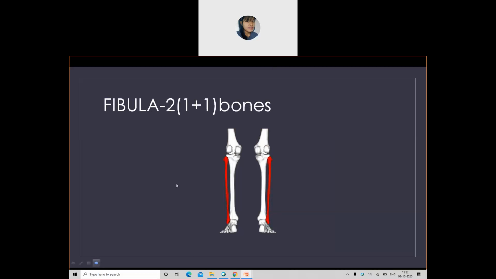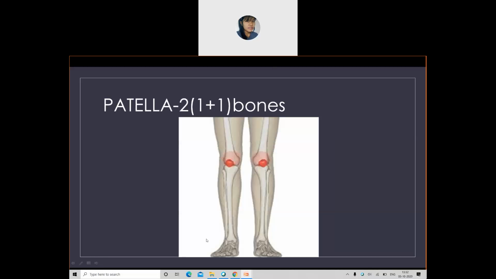Next is fibula, which lies next to your tibia, this part. Okay, so this part is known as fibula. Next is patella. Okay, sesamoid bone, also known as knee joint or knee cap. The patella. So how many you have? 2. 1, 2. So 2 number of patella bones you have.